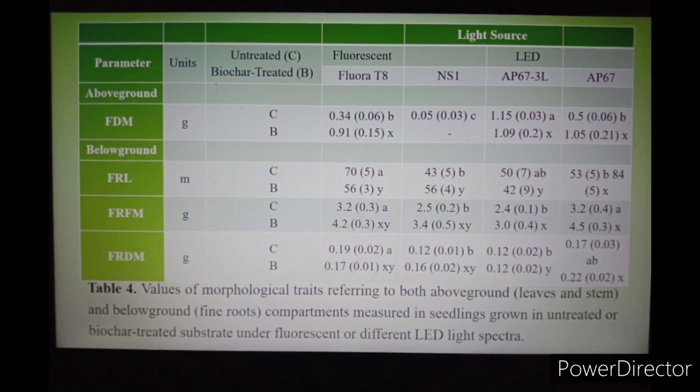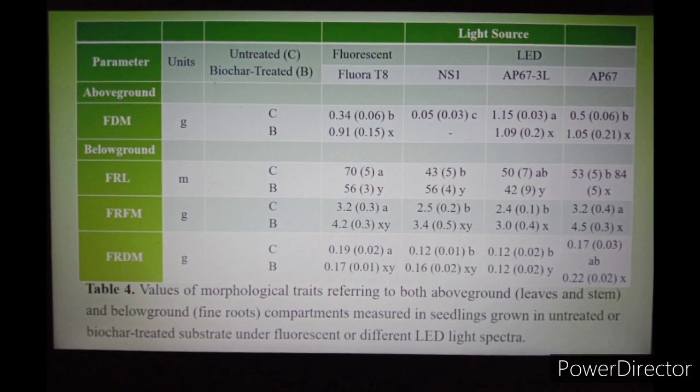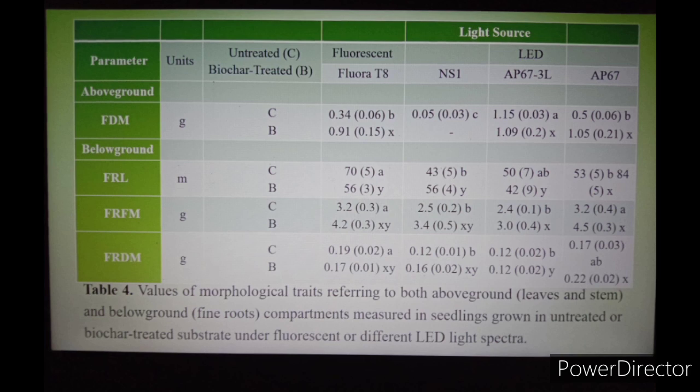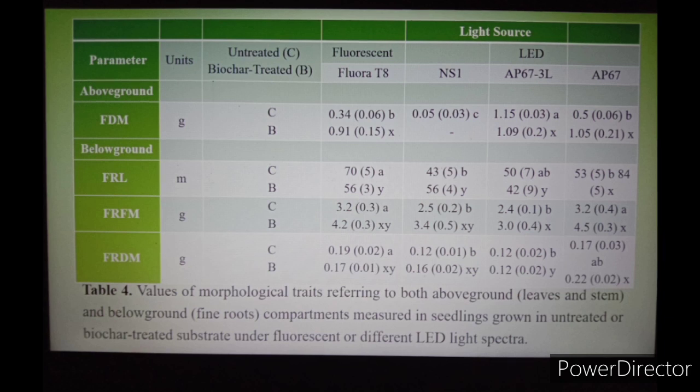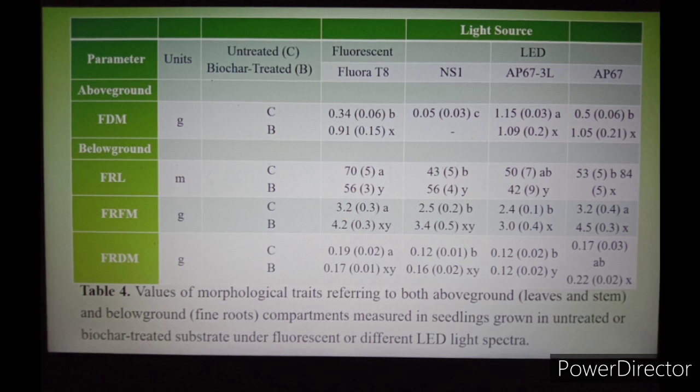And as being shown in the table, both fresh and dry mass of the fine roots showed the highest values for seedlings grown under fluorescent light and AP67, while lower values were found for the NS1 and AP67-3L, which were similar to each other. When grown in biochar amended medium, seedlings showed, only in the case of AP67 light type, a higher fine root fresh mass than the control seedlings.